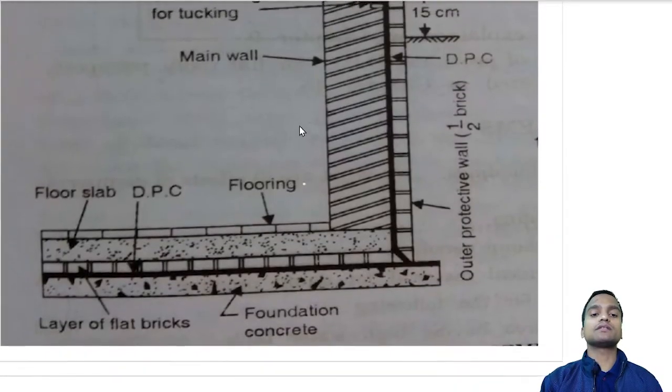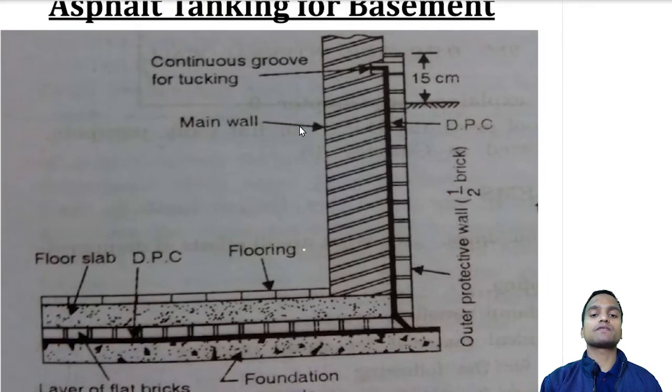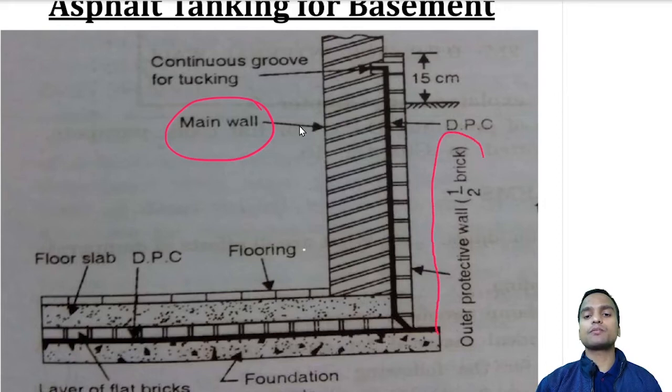Okay, and this is the cross sectional diagram of asphalt tanking. Beside the main wall, okay, this is my main wall, we have provided a continuous groove for tucking, and this groove is in connection with half of the size of brick protective wall. Okay, and above the foundation concrete we have provided 3 coats of DPC, and then the flooring is done.